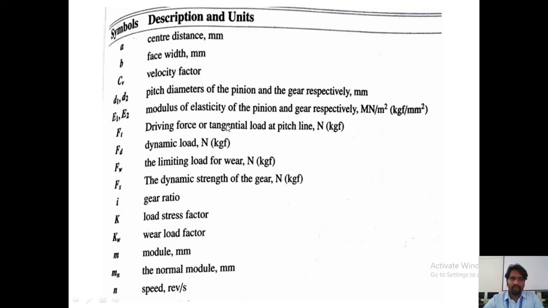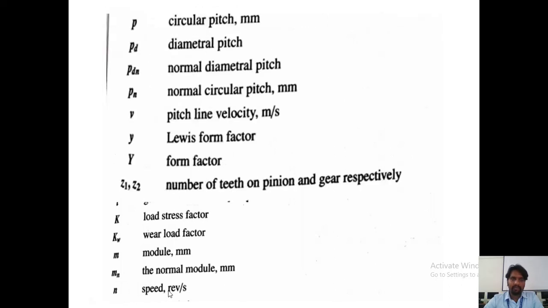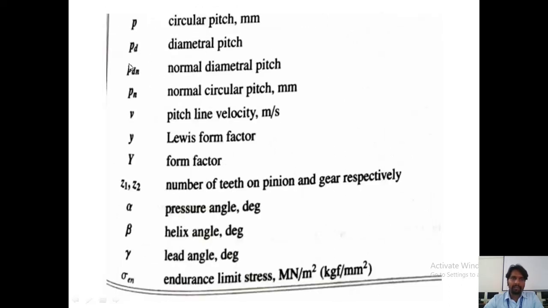So FT is the driving force or tangential load, FD is the dynamic load, FW the limiting load for wear, FS is the dynamic strength, I is the gear ratio, K is the load stress factor, and KW is the wear load factor, M is the module, MN is the normal module, and N is the speed in revolutions per second. Same thing, P is circular pitch, PD diametric pitch, PDN normal diametric pitch, PN normal circular pitch, V pitch line velocity, small y is the Lewis form factor and capital Y is the form factor, Z1 and Z2 is the number of teeth, and the pinion will be the smaller and the gear will be the larger gear.